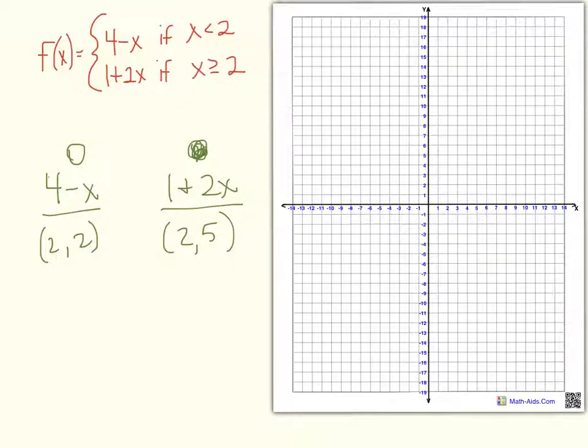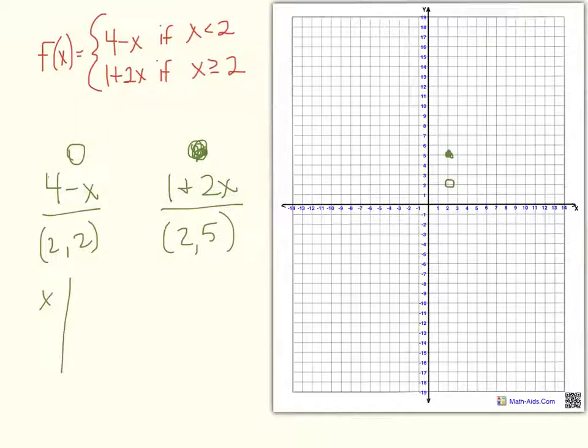As we go into the problem, for (2, 2) we know it's going to be an open circle, and you literally just draw an open circle. And then for the 1 plus 2x, you go to (2, 5) and draw a closed circle. The reason we can't have both of those be closed dots is because you can't have multiple outputs for one input in a function. That's one of the rules of a function.